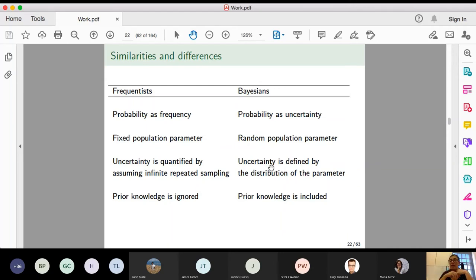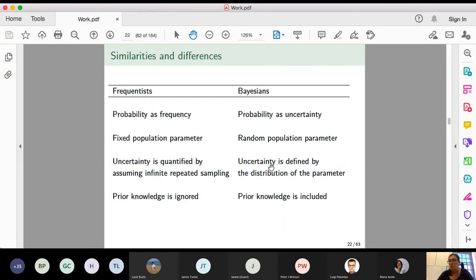So the starting point is the difference between how probability is defined. For the frequentist, probability is seen as a relative frequency in the long run, and for the Bayesians, probability is a subjective measure of uncertainty. In the frequentist approach, the parameter that you want to estimate is a fixed quantity, while in the Bayesian approach it is a random variable. In the frequentist approach, uncertainty is quantified by the use of repeated sampling, right? And in the Bayesian approach, it will be contained in the distribution of the parameter. The higher the variance of the distribution, the higher the uncertainty.